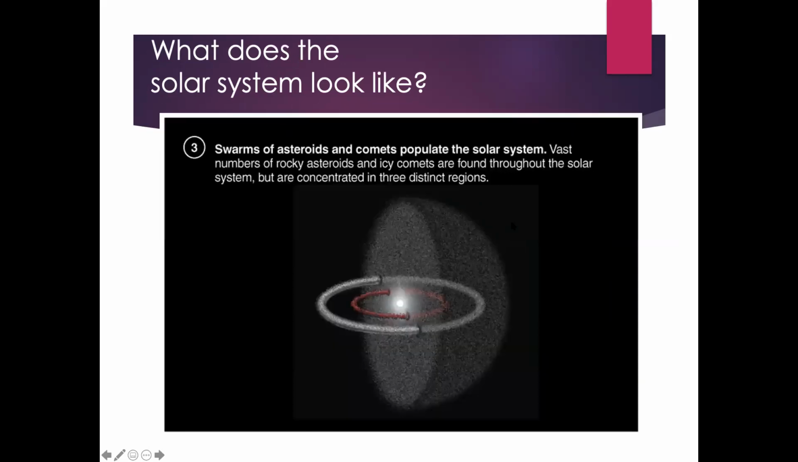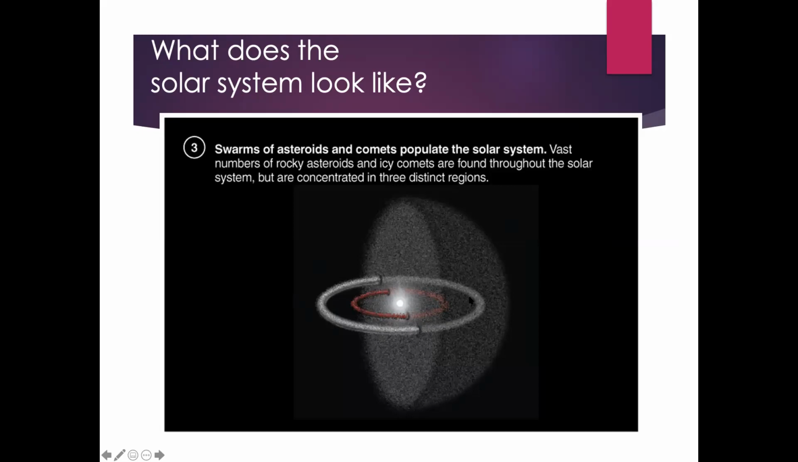You would also expect to see a region of a planetary system that has a lot of comets and asteroids. And in our solar system, there are three regions where we tend to find things. The red ring there is the asteroid belt, and that is where we find most of our solar system's asteroids, between Mars and Jupiter.